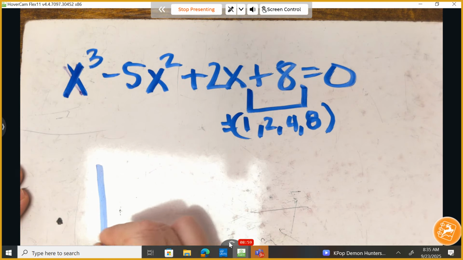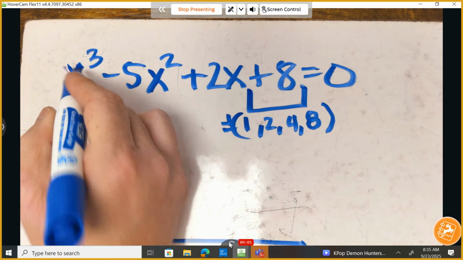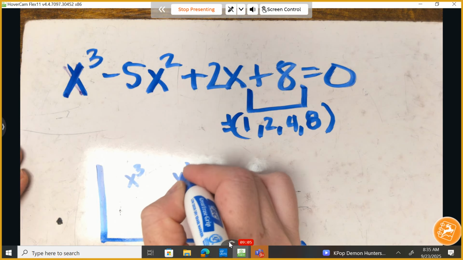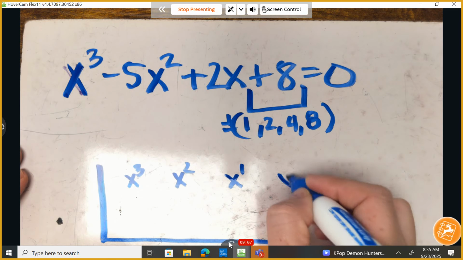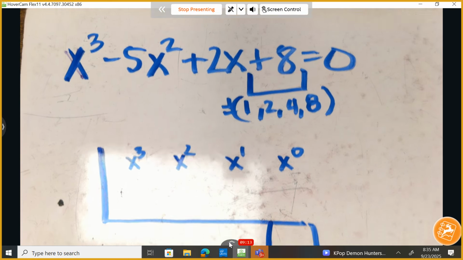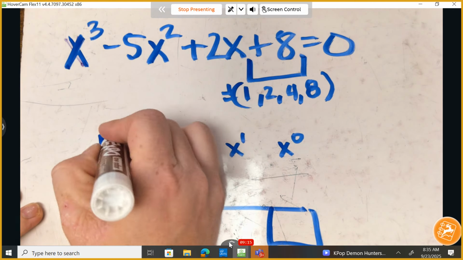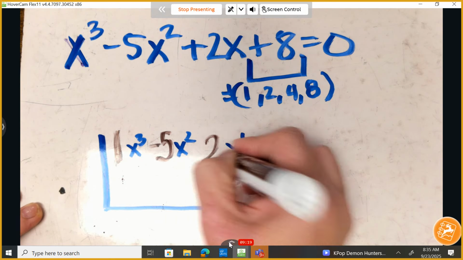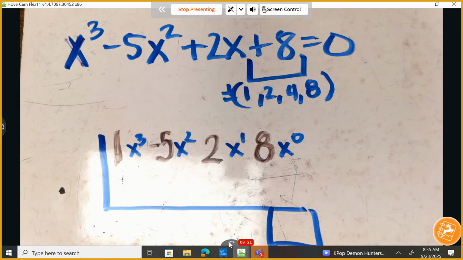Make an upside down division box. I can see we have to the 3rd power, so we have a cubic. So we have 3, 2, 1, and 0. Now in front of each of those, I'm going to actually write down what are the coefficients. So I have 1, -5, 2, and 8. And as I do this, I'm going to go ahead and I'm going to test 1 first.